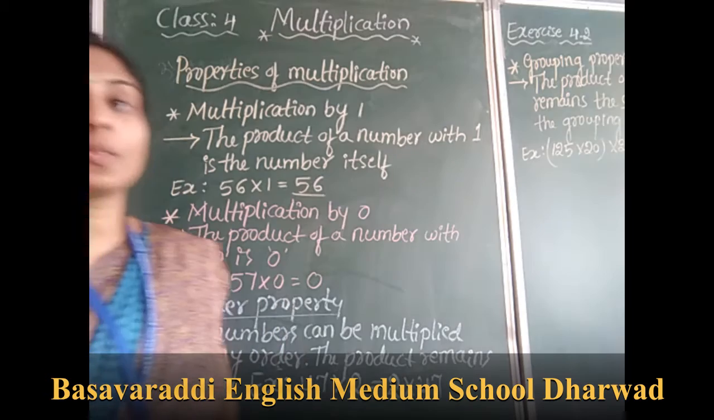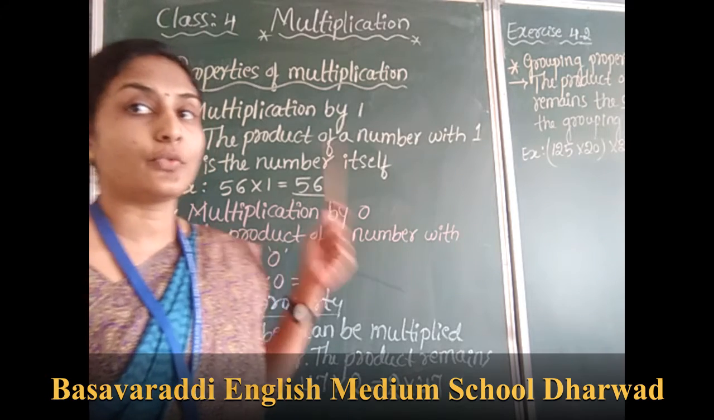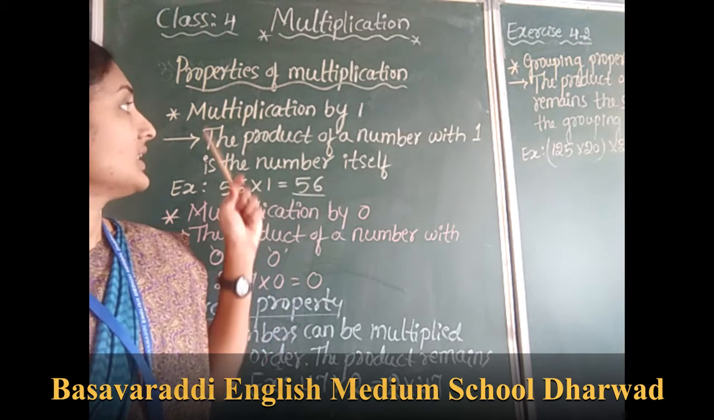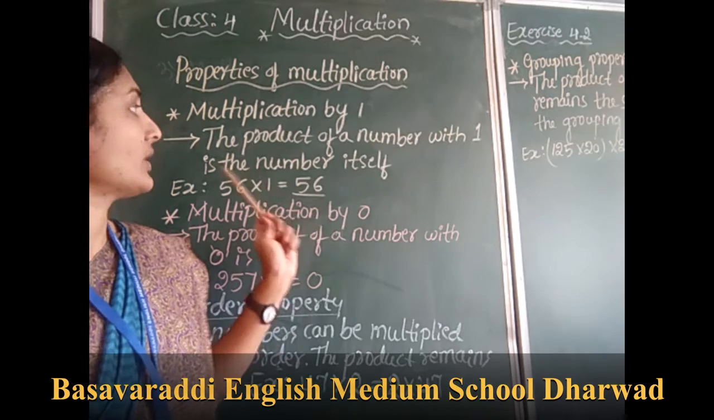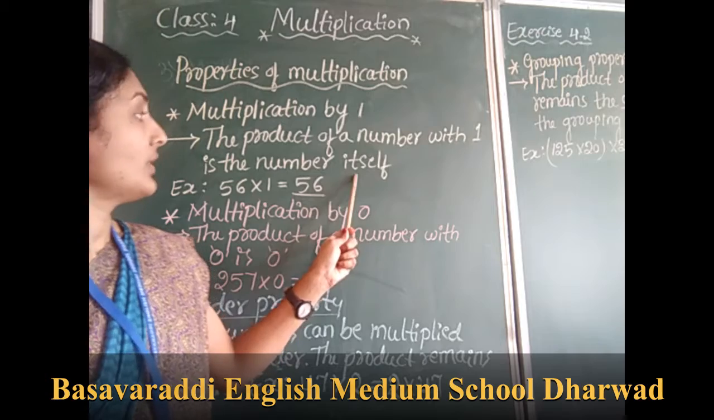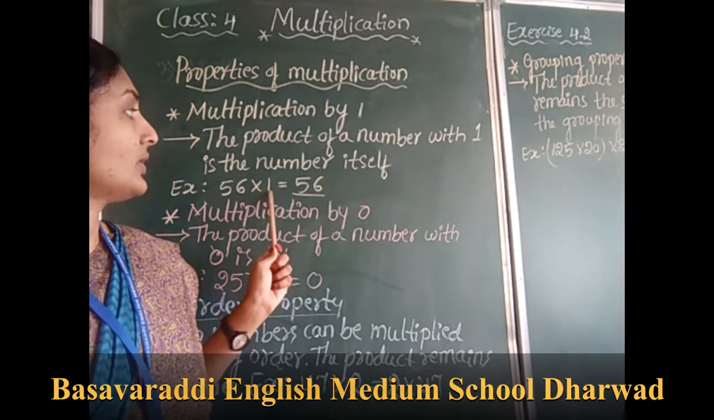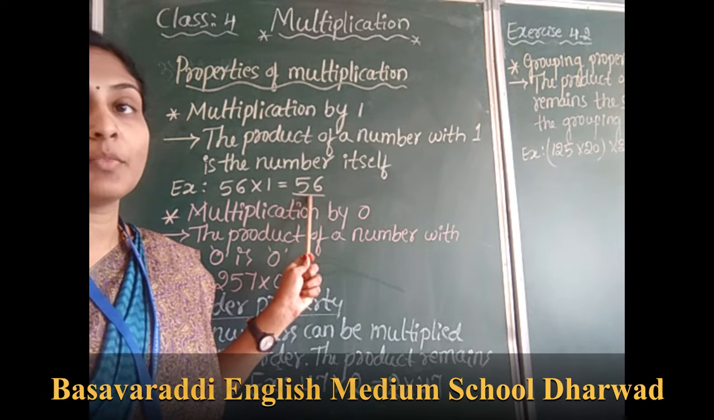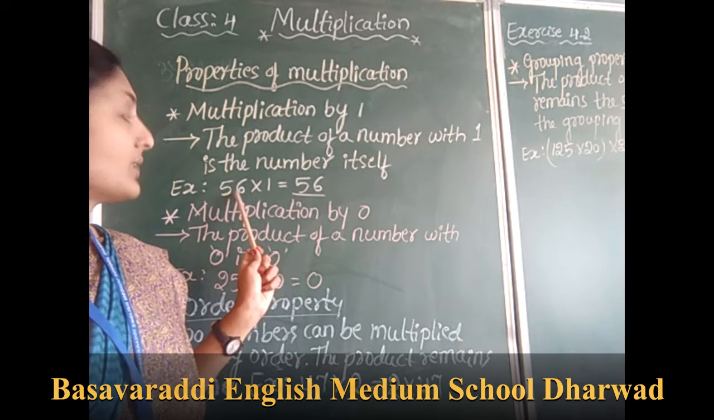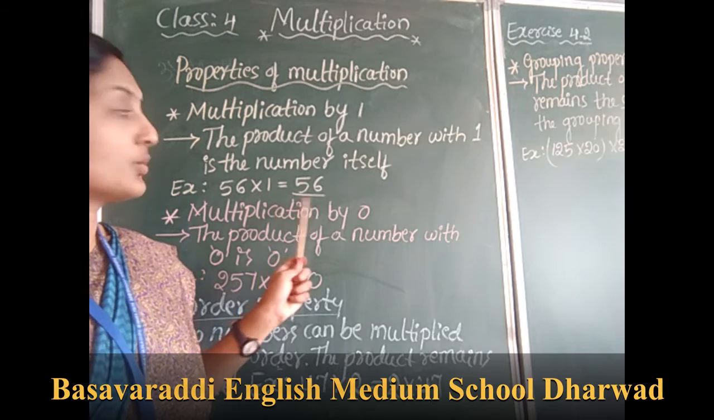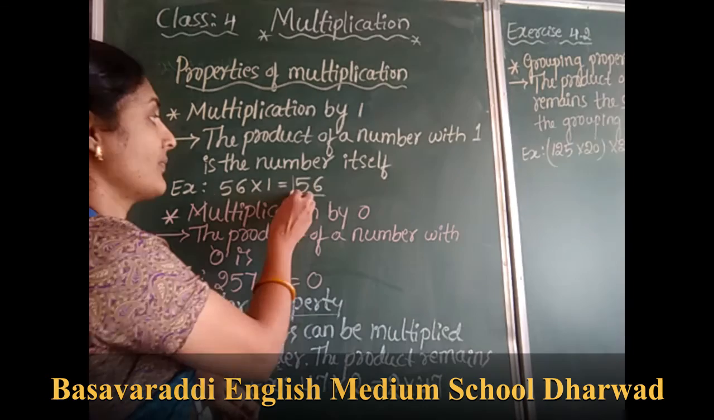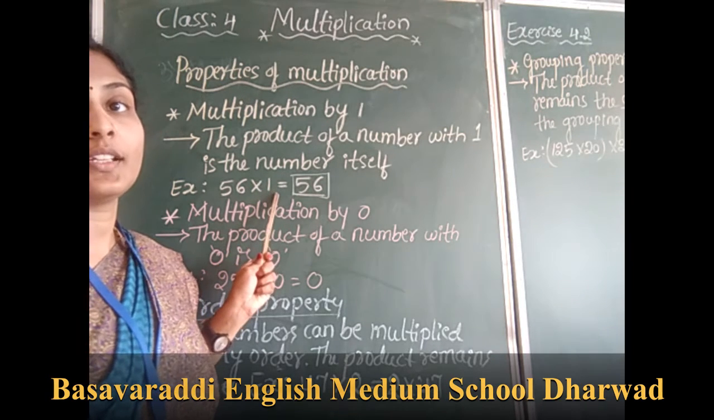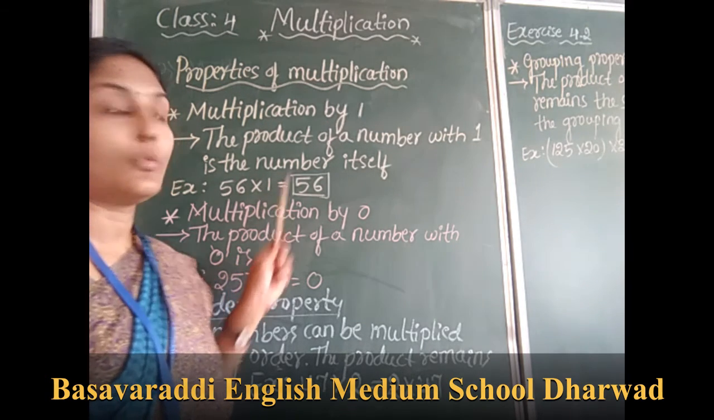What is the first property of multiplication? The first one is multiplication by 1. That means the product of a number with 1 is the number itself. If we multiply any number by 1, we get the same number as the product. For example, 56 into 1 is equal to 56. This is the first property, multiplication by 1.